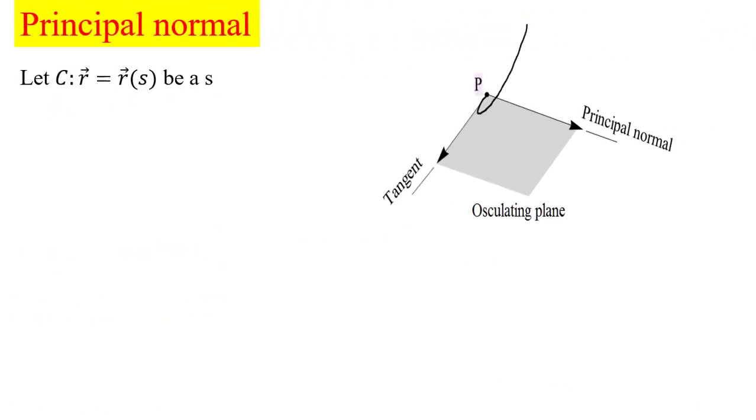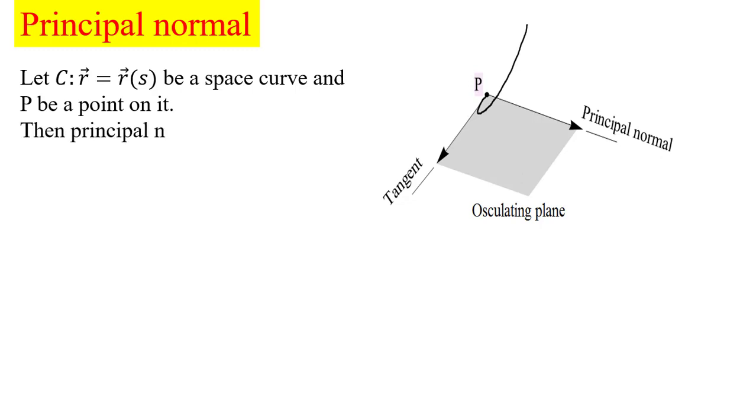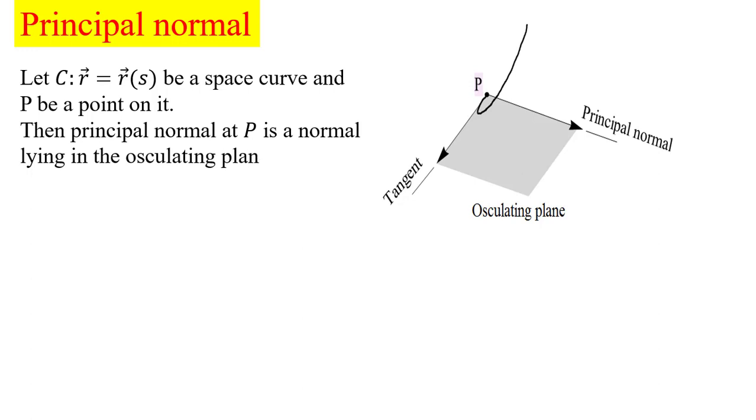Let C be a space curve and P be a point on it. Then the principal normal at P is a normal lying in the osculating plane at P. In the figure on the right side, P is a point and the shaded part is the osculating plane at P. And now, the normal which lies in this osculating plane is called the principal normal.